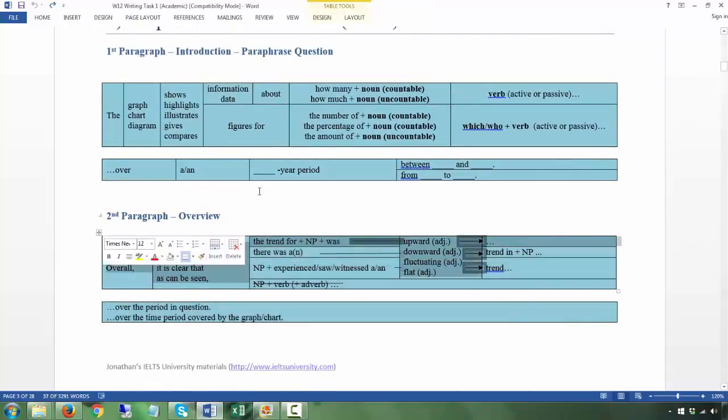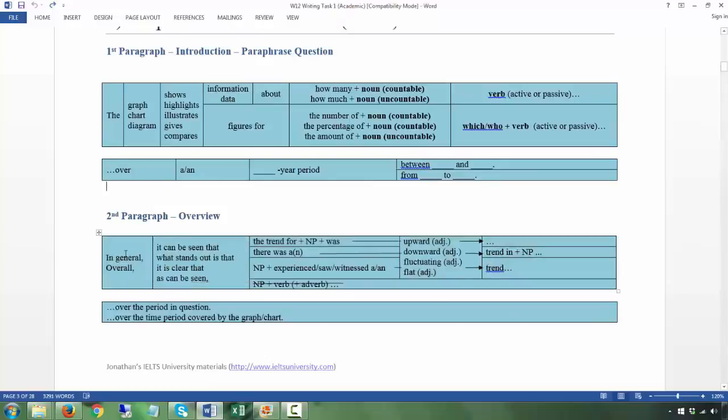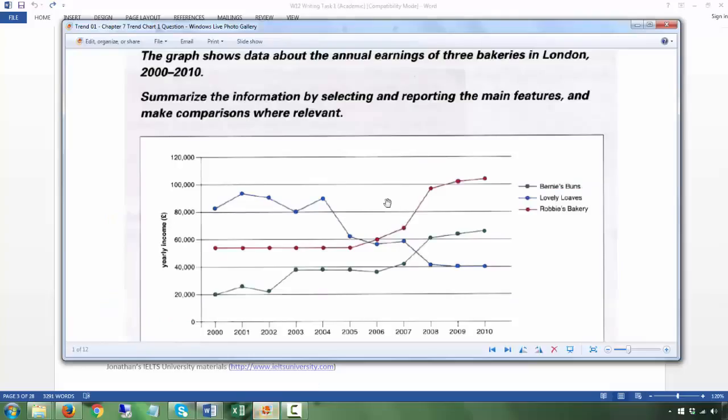In general, it can be seen. I can always start with in general. Overall, it can be seen. Or what stands out is that, or it is clear that. Okay, and then the trend for NP. What is NP? NP here means noun phrase, which is basically what you're talking about. Students often make a mistake by saying, oh, the trend for Bernie's Buns, the trend for Lovely Loaves. Now, it is not the trend for Bernie's Buns or Lovely Loaves.